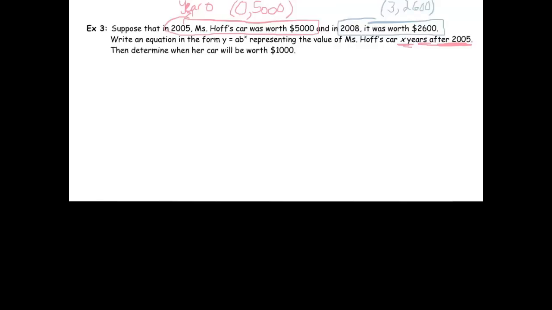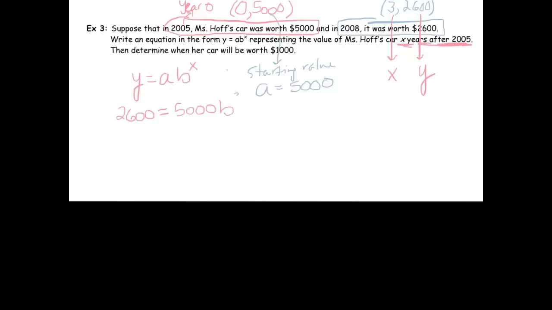So what did I do in the first example? Right, this is my starting value, is A. So I know that A is $5,000, and then I used this point as my x and y values in the equation to solve for B. So I'm going to do that right now. So we start with this, A times B to the x, and we're going to plug in a y. So I just said 2,600 for our y, 5,000 for our A, we don't know B, and we're going to plug in 3 for x, right? And that just came from these 3 places.